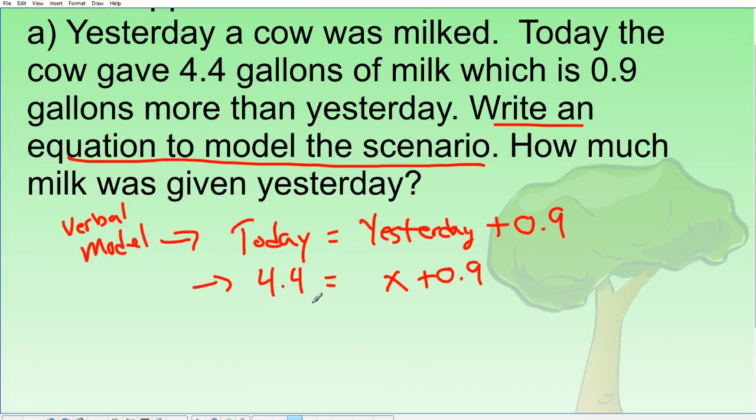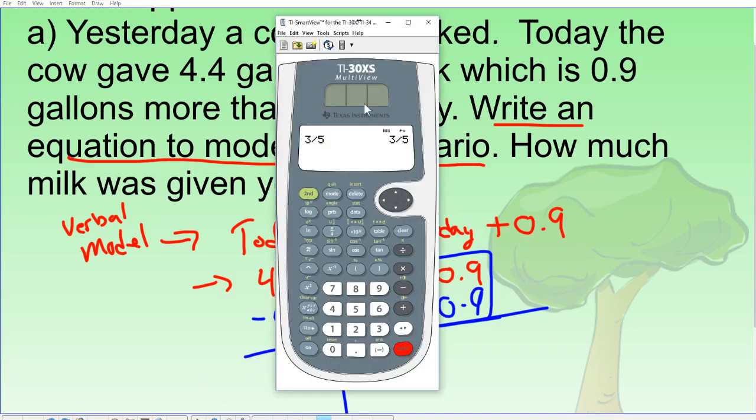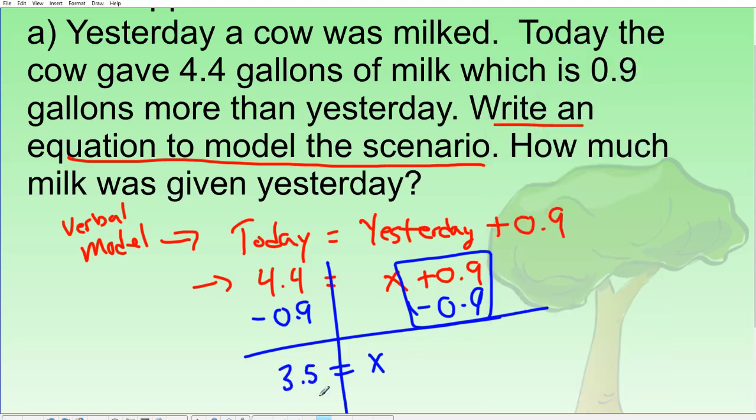And then to solve, well, we solve like normal solving. Here's my variable. I need to get rid of this plus 0.9. So if I subtract 0.9 on both sides, these cancel. We get x equals 4.4 minus 0.9. If you're not sure, you've got a calculator. 4.4 minus 0.9 equals 3.5. Okay? So according to our problem, the cow gave 3.5 gallons of milk yesterday.